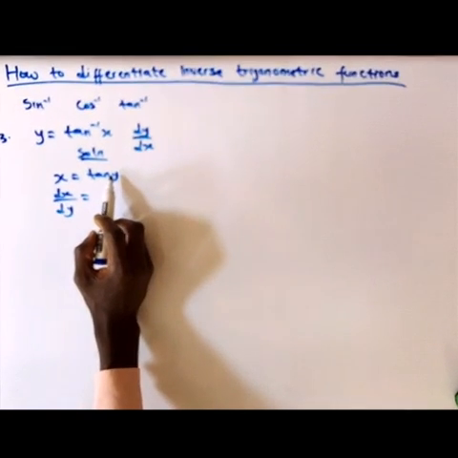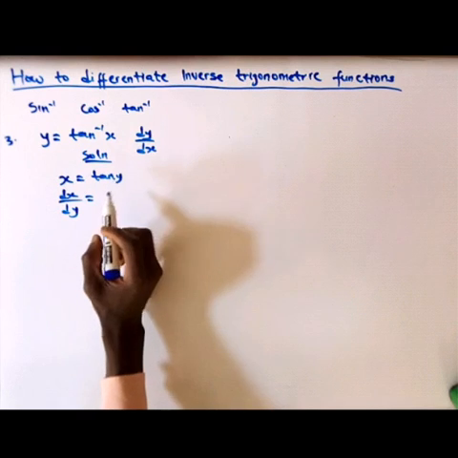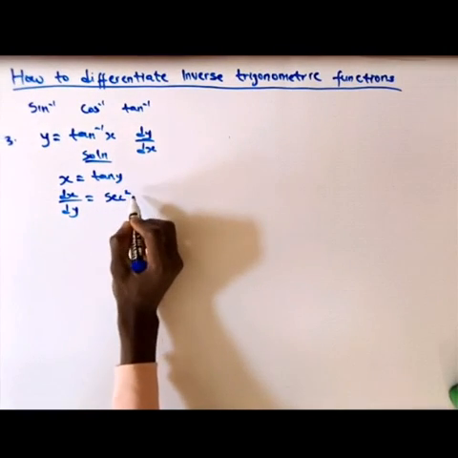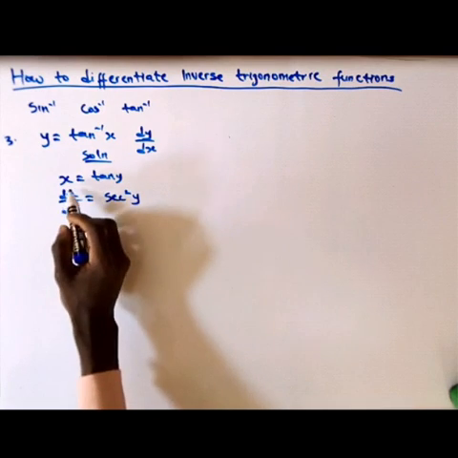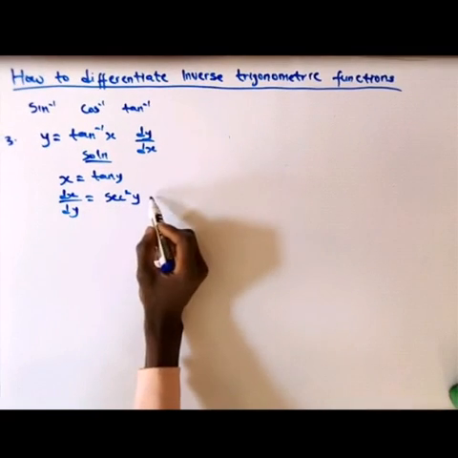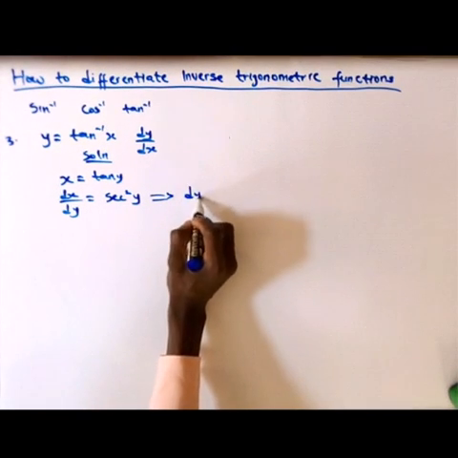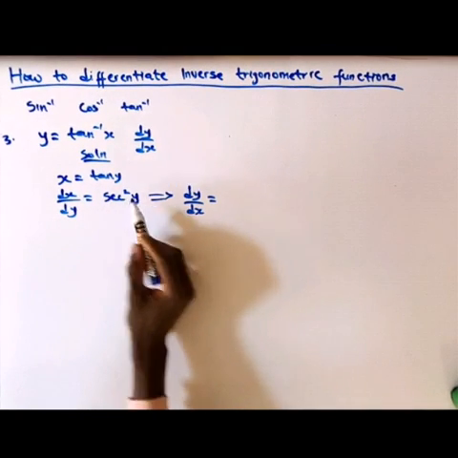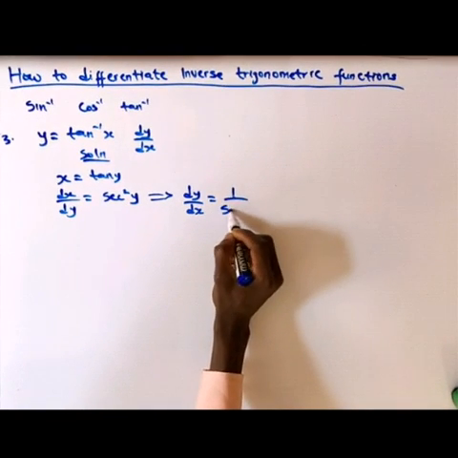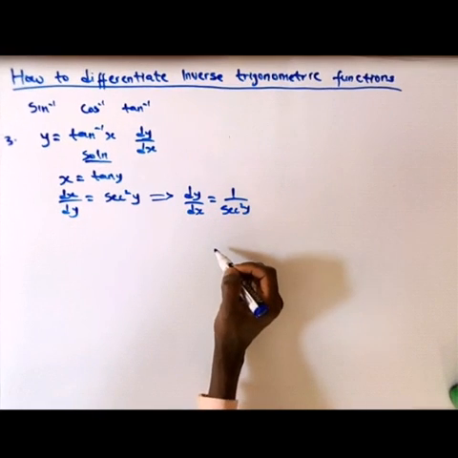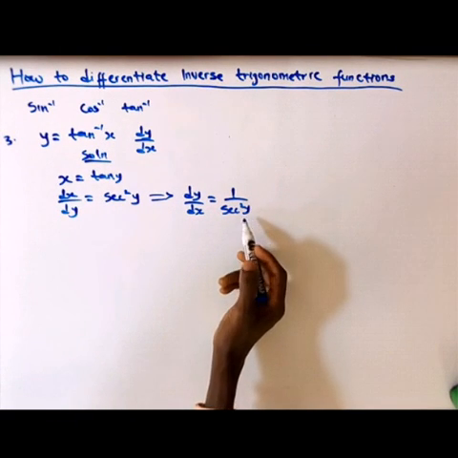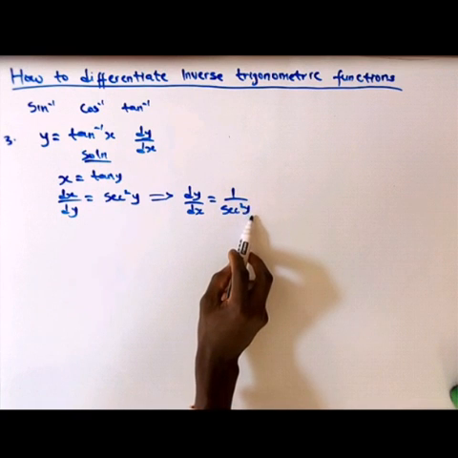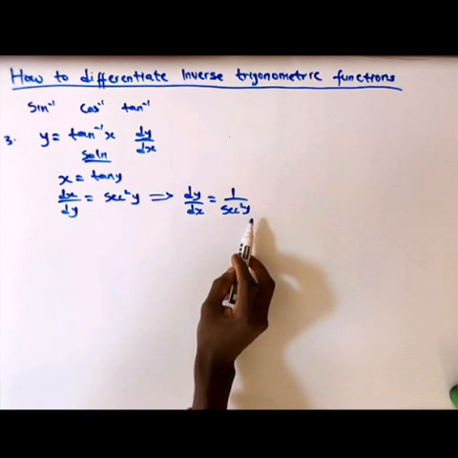Now if you differentiate tan, it's going to give you sec square. So the derivative of tan y is going to give us sec square y. So our ds dy is equal to sec square y. This implies that our dy ds is equal to the reciprocal of this, so it's going to give us 1 over sec square y. Now this is our derivative. Now the last step we said is express sec square y in terms of s. How do we do that?